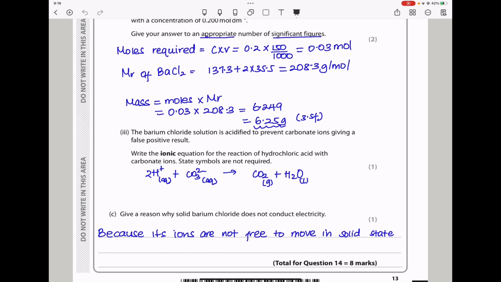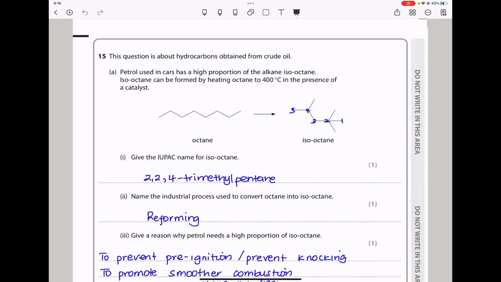So this brings us to the end of question 14. Let's continue to question 15. Question 15. This question is about hydrocarbons obtained from crude oil. Petrol used in cars has a high proportion of the alkane isooctane. Isooctane can be formed by heating octane to 400 degrees Celsius in the presence of a catalyst.